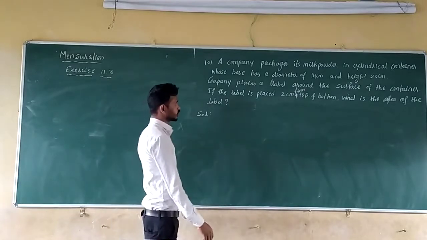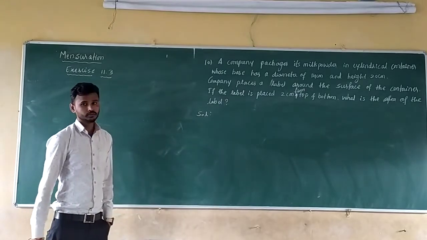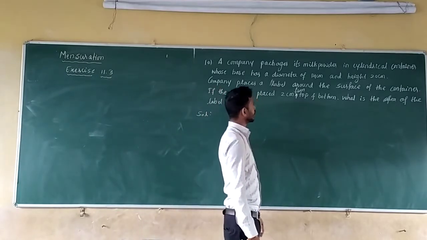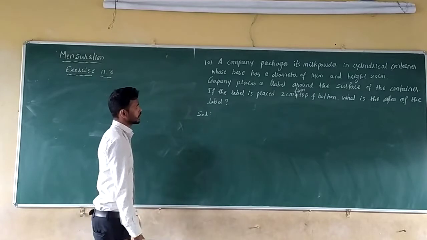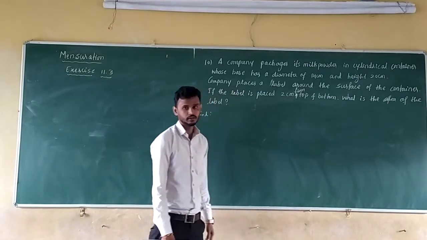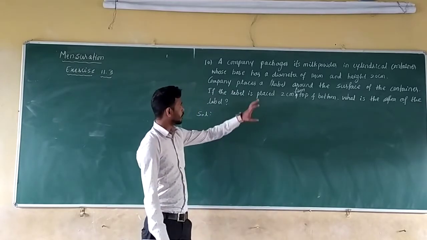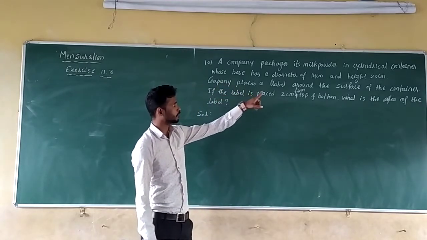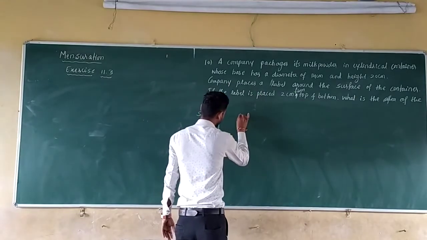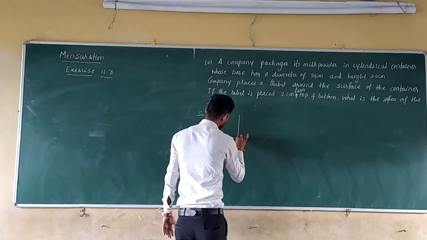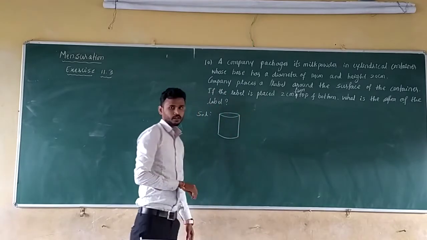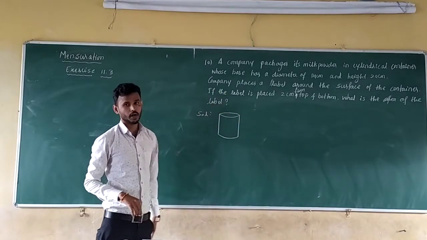Okay, dear students, let us see the next question, the 10th one. A company packages its milk powder in a cylindrical container whose base has a diameter of 14 centimeter and height 20 centimeter. Let us see here, they have given the diagram. So this is the cylindrical container they will package milk powder in.